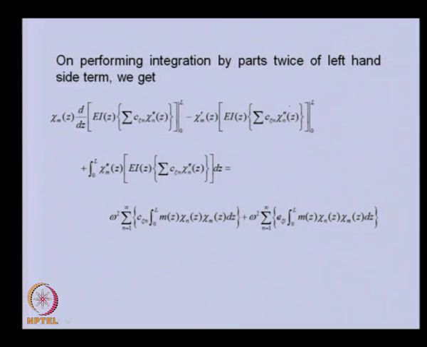So, in 2 steps we are doing integration by parts in one shot, and then the third term will be a double derivative of this and integration of the second term twice. This term we have split in 2 parts: this corresponds to the response and this corresponds to the eccentricity.